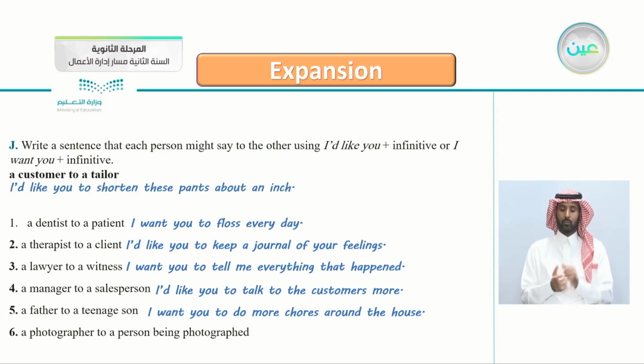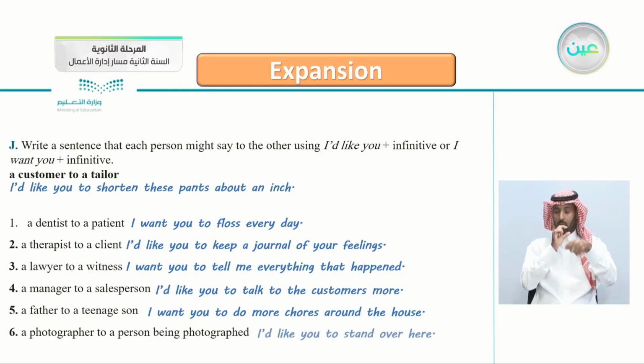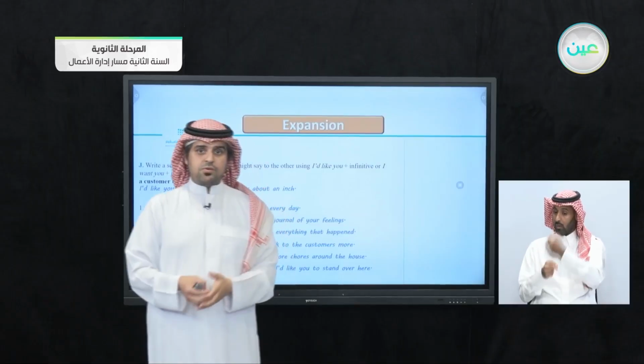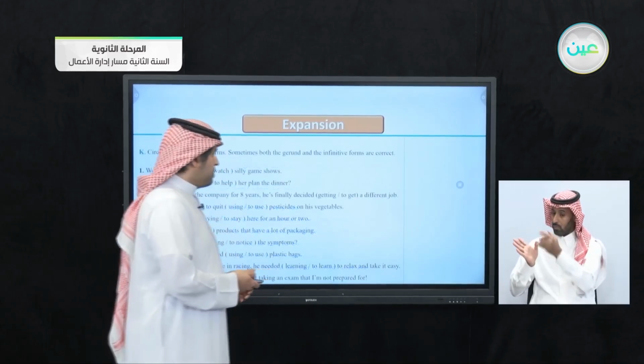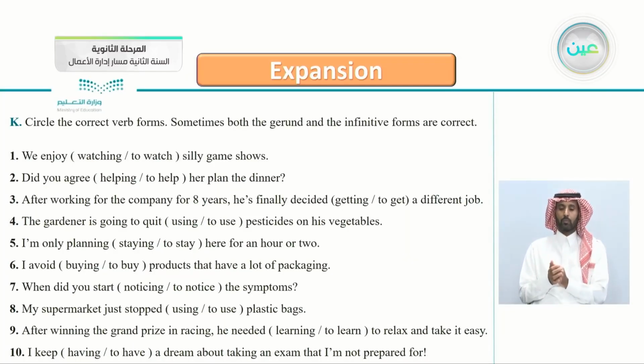Last one here, a photographer to a person being photographed. Yes, I'd like you to stand over here. He would say, I would like you to stand over here. Next here, circle the correct verb forms.